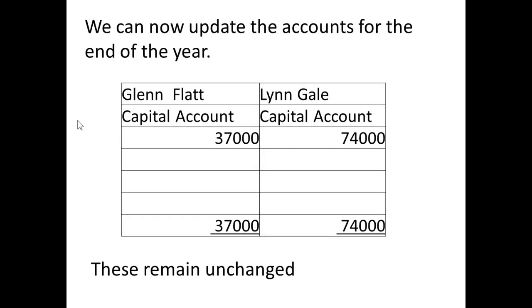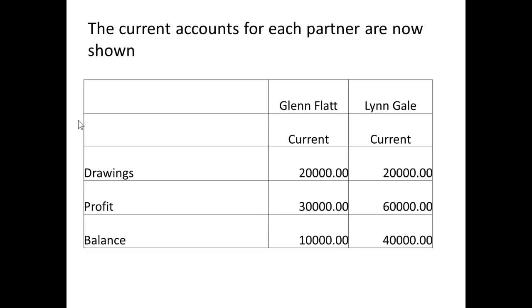So we can update the accounts for the end of the year. The capital accounts, we said, recorded the initial capital. They're going to remain unchanged. Nothing else has happened during the year. But the current accounts for each partner are now shown. Glenn's got drawings of 20,000. His share of profit is 30,000. So if I subtract his drawings, he has a balance of 10,000 on his account. Lynn has drawings of 20,000. Her share of the profit is 60,000. I subtract her drawings, and she has a balance of 40,000 in her current account.